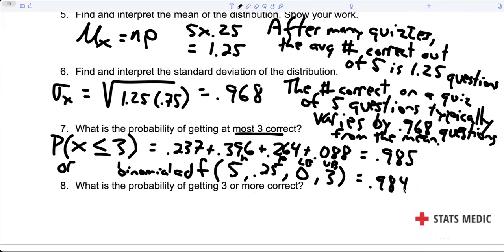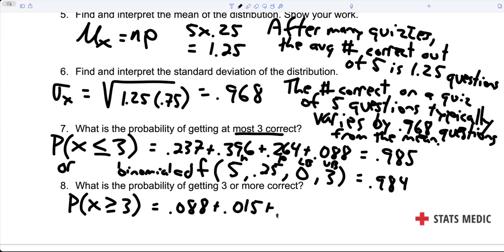Okay, and so the last question here says, what is the probability of getting 3 or more correct? So we want the probability that X is greater than or equal to 3. And so if we're going off the table, we could add 3, 4, and 5. So 0.088 plus 0.015 plus 0.001. And there's about a 10% chance.